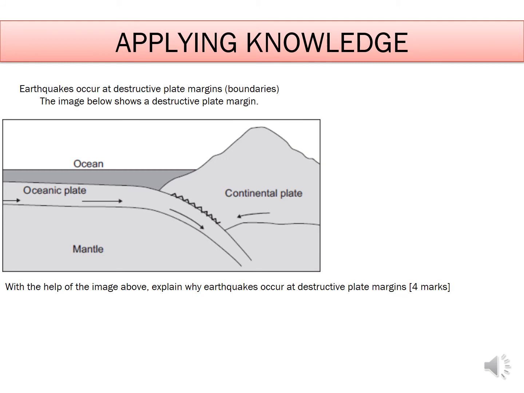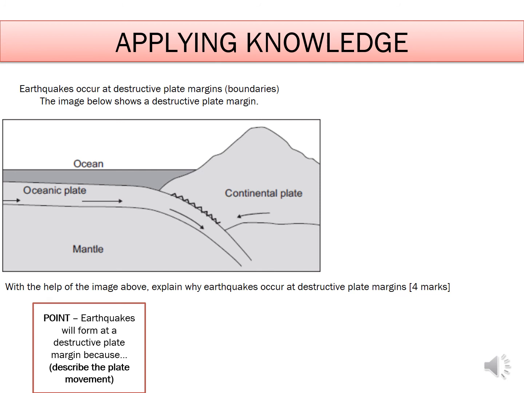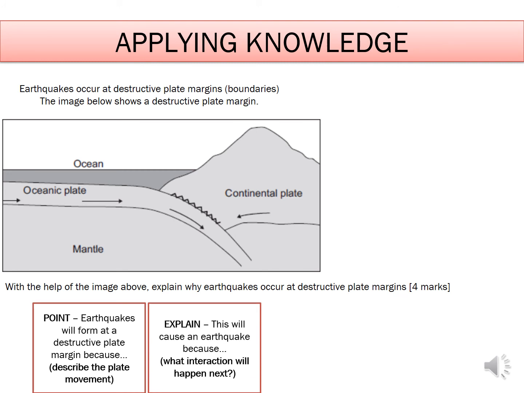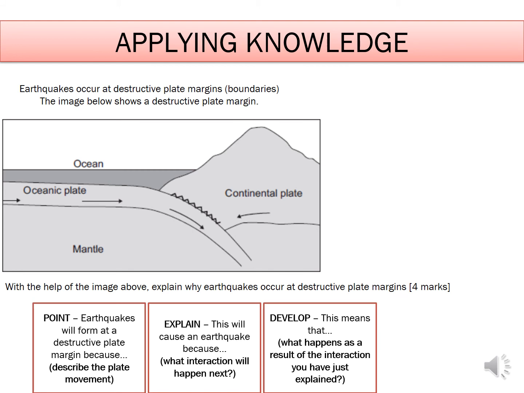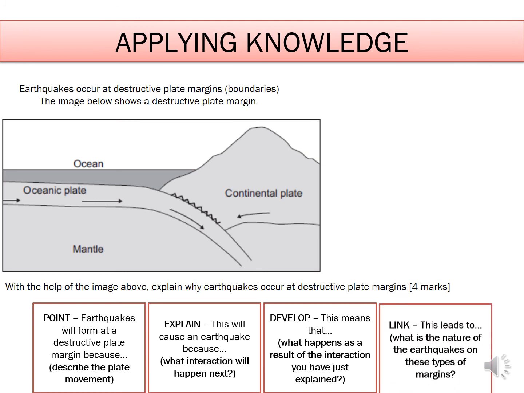So it is the same structure as always. It is a PEDAL. So we're going to start off with our point. Earthquakes will form at destructive plate margins because what is the plate movement? Okay, what is happening to those two plates? This will cause an earthquake because what will happen next? So we know that the two plates have met, they have subducted. What will then happen to this part of the plate? What will the interaction be here? What will build up? Now that interaction has happened, what will then happen as a result of that? So the pressure has built up here. What will then happen? And what does it lead to? If you can link this to the nature of the earthquakes, then that would be really good. Are they dangerous? Are they small? Will they cause massive destruction to human life?